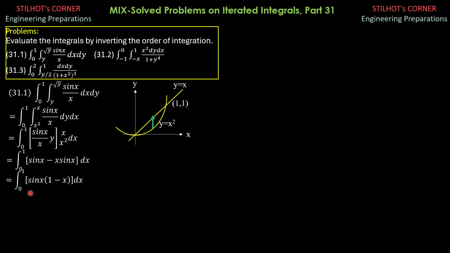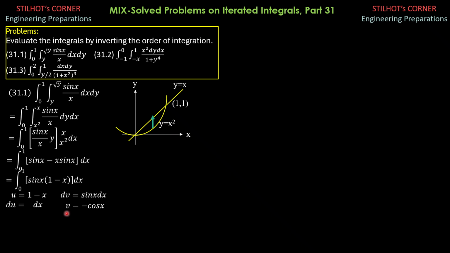So we have here product of algebraic expression and trigonometric expression. That means we have to evaluate this by integration by parts. Let's put u be 1 minus x, and the differential is negative dx. Then that means dv is sine x dx, and the integral is negative cosine x.